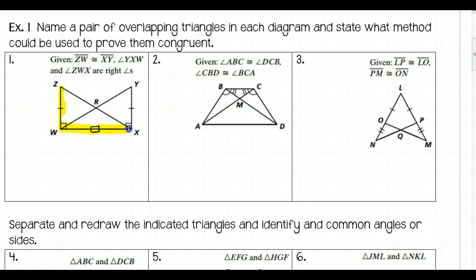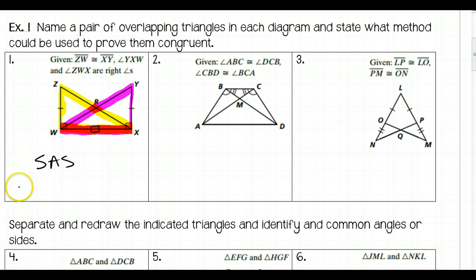So I've got this triangle here, and then I've got this triangle here. Okay, and we can see that they have the sides on the left and the right. They have the right angles in the bottom corners, and they have that reflexive side. So if we wanted to prove these congruent, we could prove them congruent by side angle side.